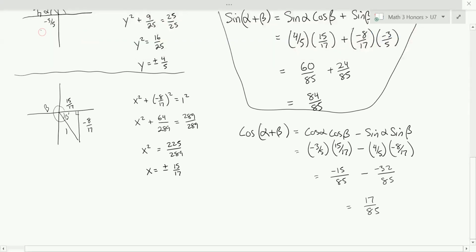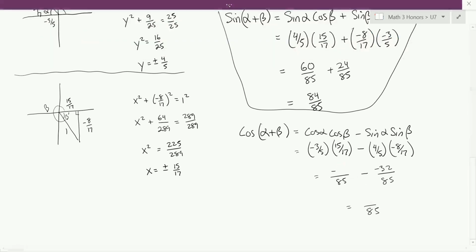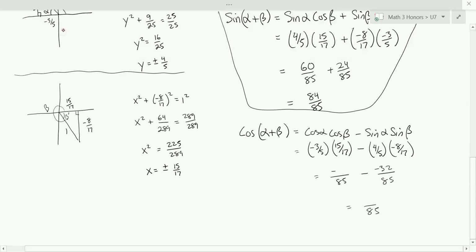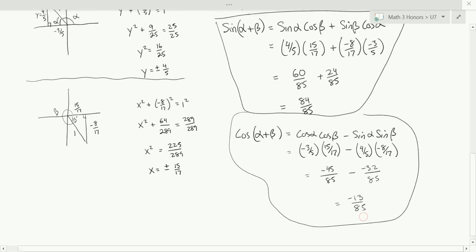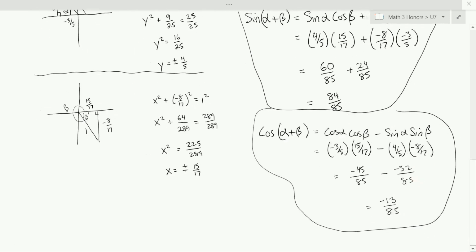Let me backtrack. So it's going to be a 45. So negative 45 plus 32, that's going to change the sign. It's going to matter here. And we end up with a negative what? Negative 13. Okay. So our cosine's negative and our sine is positive. And so there's only one quadrant where sine is positive and cosine is negative. What quadrant would that be?